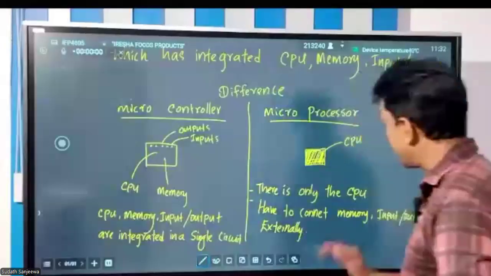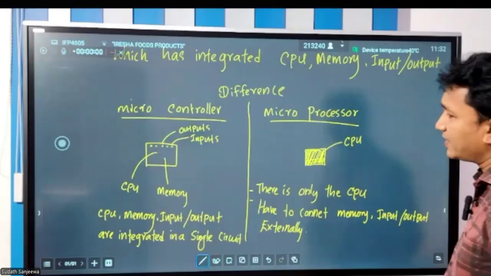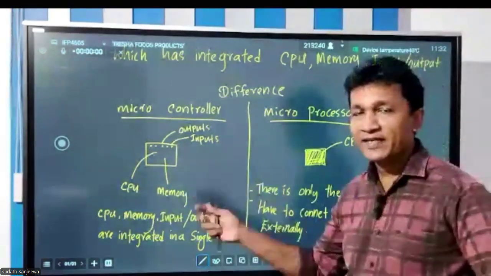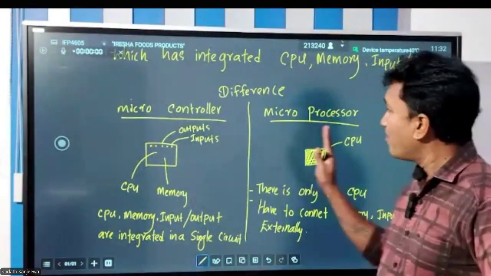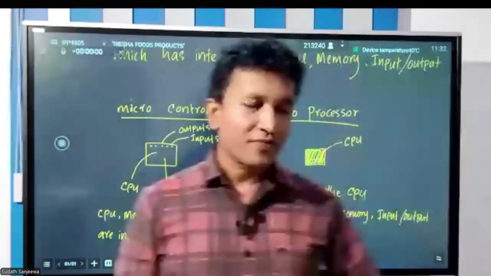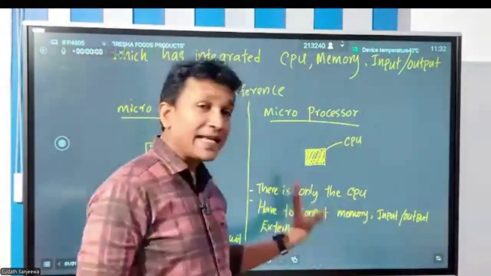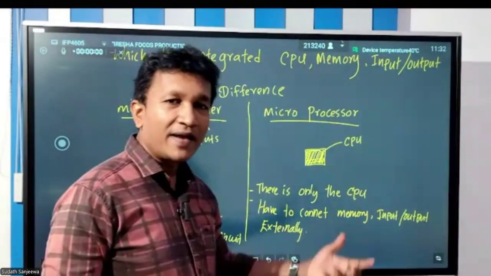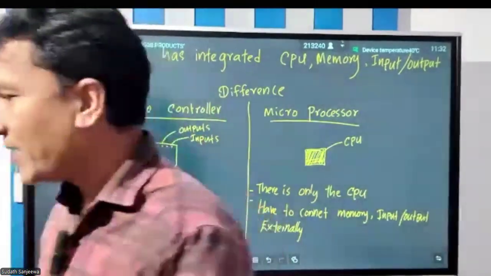We have to connect memory and input output externally, but here all are integrated. In a microcontroller everything is integrated in one board or one chip. But a microprocessor is only one CPU, so we have to connect memory, input and output externally, if they are required. That is the main difference between a microcontroller and a microprocessor.